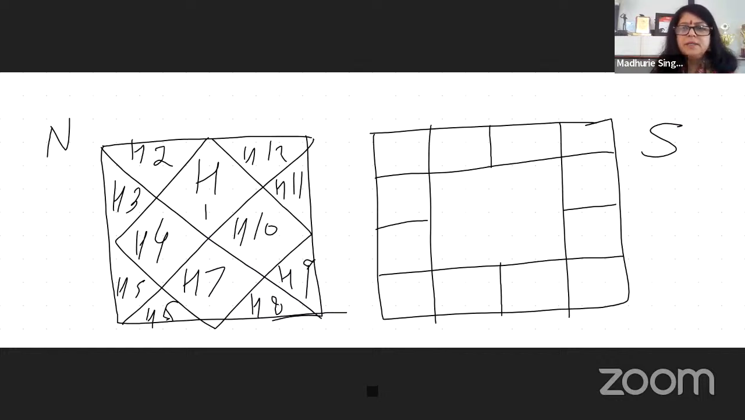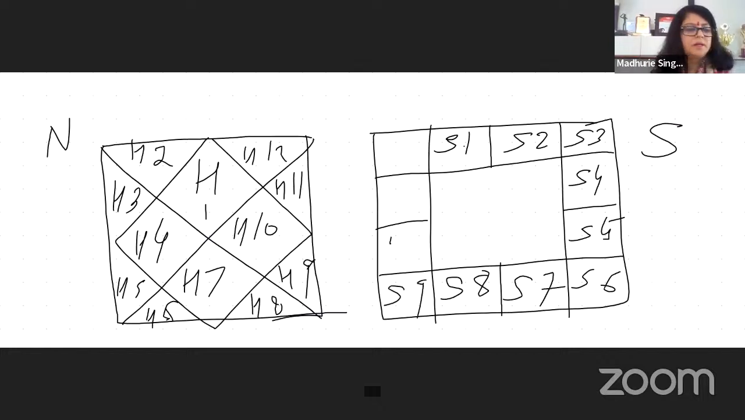In South Indian chart, signs are fixed. So we'll say sign 1, sign 2, sign 3, sign 4, sign 5, sign 6, sign 7, sign 8, sign 9, sign 10, sign 11, sign 12. Okay. Ideally, both are right because in our sky, signs are fixed.